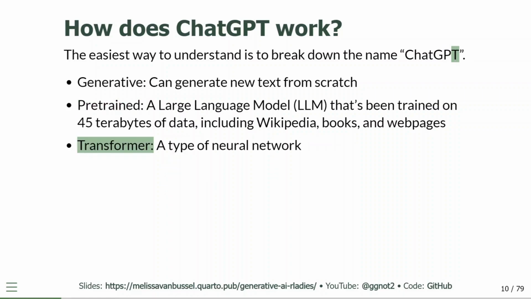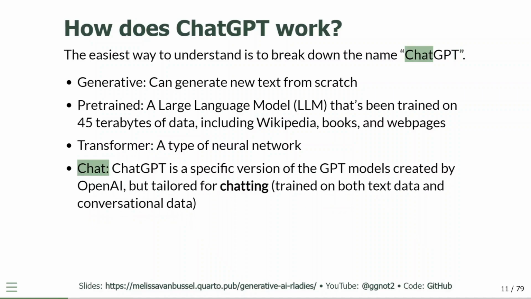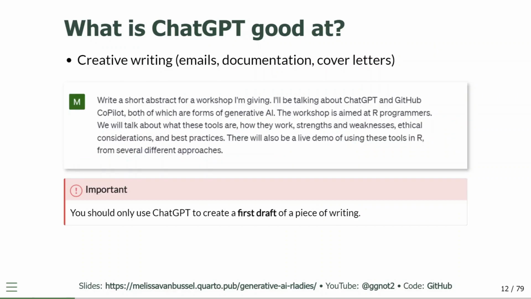The T stands for transformer, which is a type of neural network. And then the chat is there to specify that ChatGPT is a specific version of the GPT models. So ChatGPT is specifically tailored for chatting, which means that it's been trained on both text data and conversational data, or real human dialogue. ChatGPT is really good at things like creative writing. So you can use it to help you write emails, documentation, cover letters, resumes, anything like that.